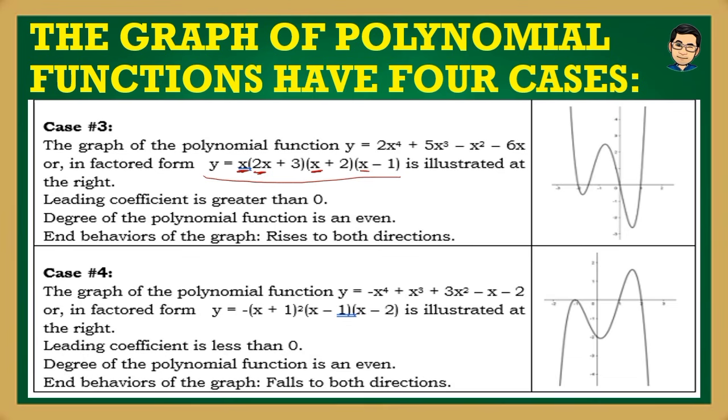Pero mas maganda kung naka-standard form siya. This one, y is equal to 2x to the 4th power plus 5x cubed minus x squared minus 6x. So, the leading coefficient is greater than 0. Yung leading term natin is ito, 2x to the 4th power. And then, yung leading coefficient nun is 2, and 2 is greater than 0. And then, yung degree ng polynomial function natin is even. So, n is equal to 4. 4 is an even number.